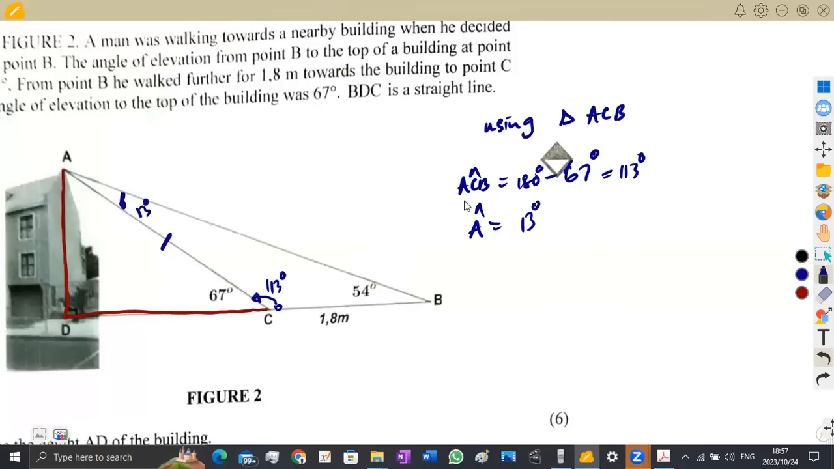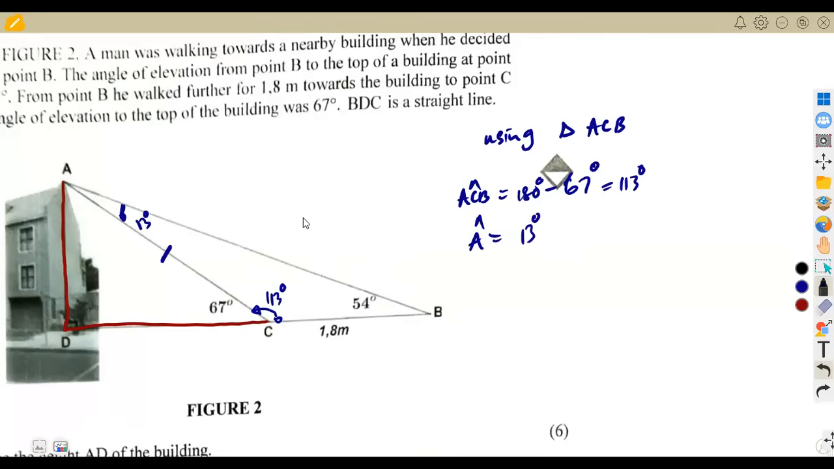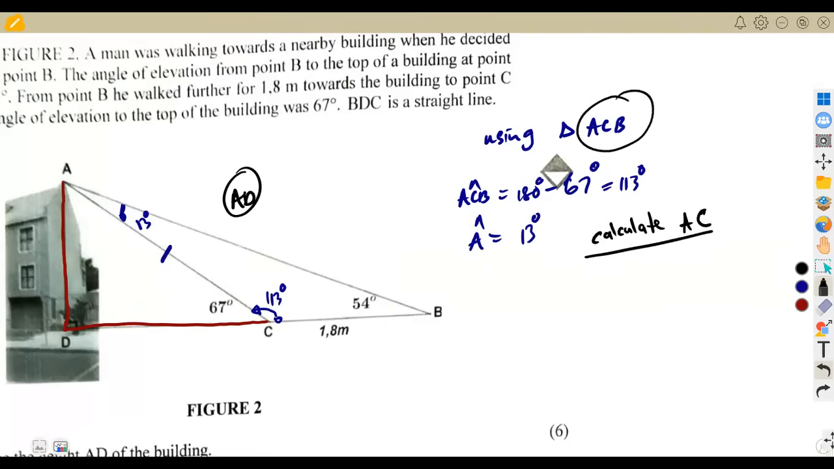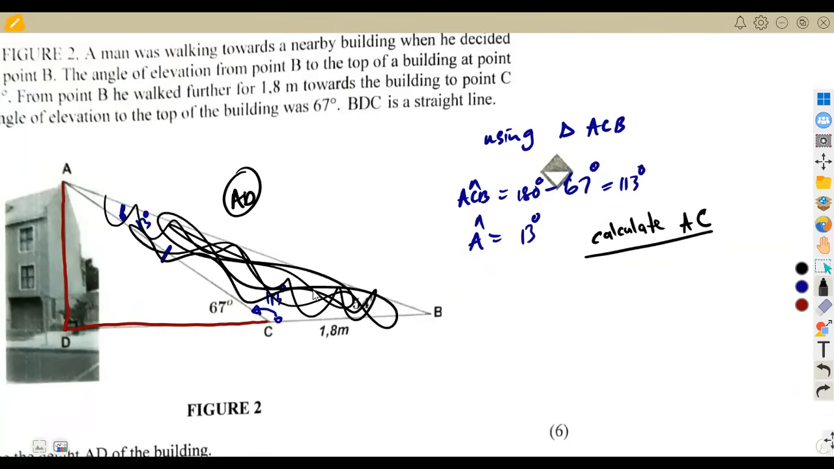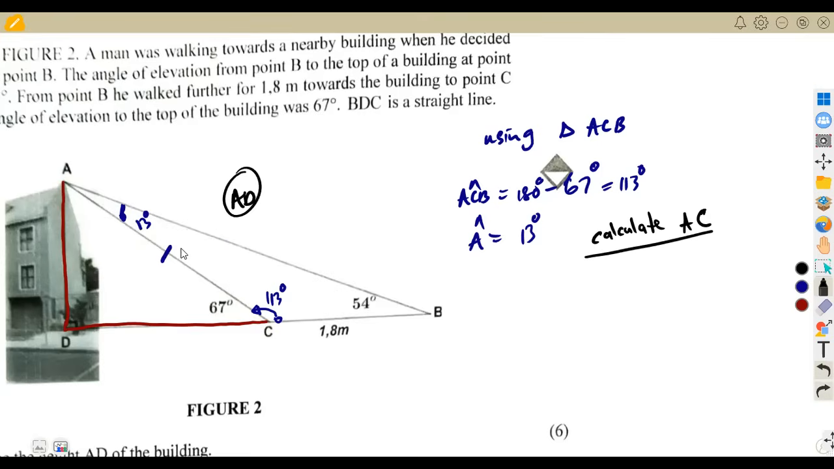So using this triangle, remember you're supposed to calculate AD. The question is to calculate the length of AD, but we can calculate AC first. How are we going to calculate the length of AC? This triangle ACB that we are using is a non-right angled triangle. So we are supposed to think of the sine rule in this case.